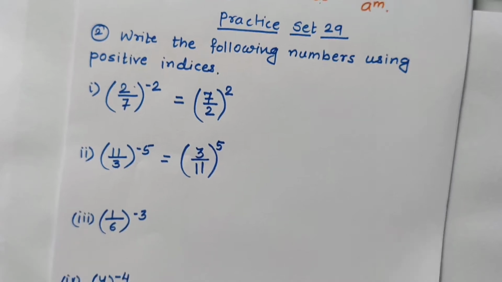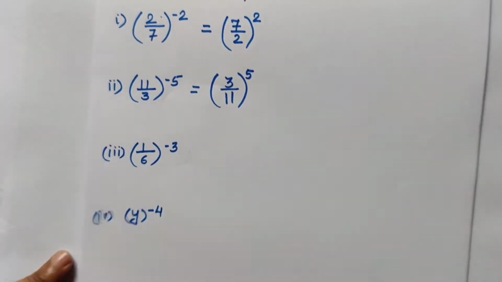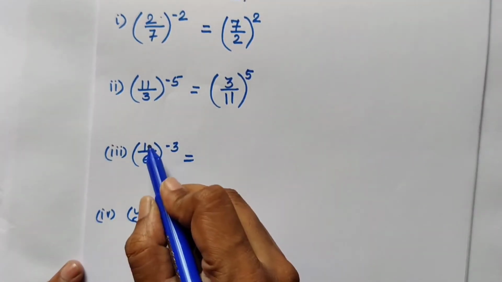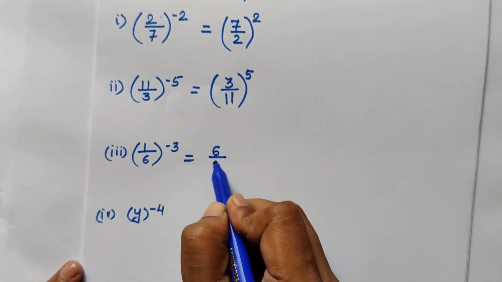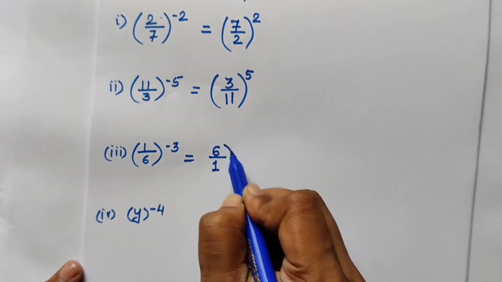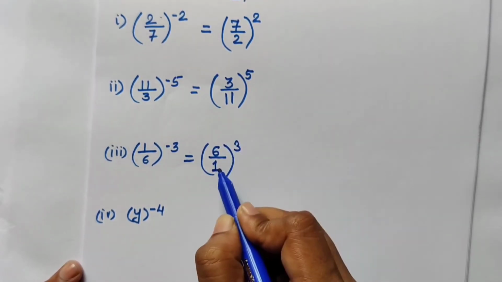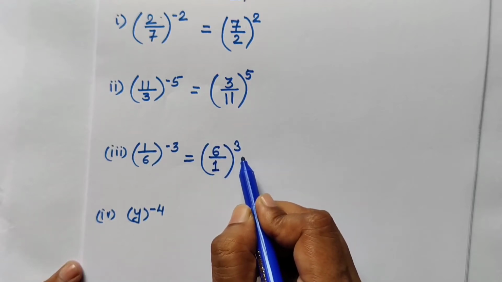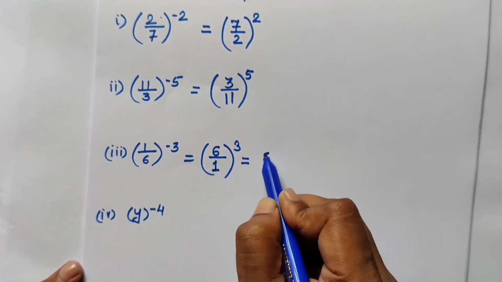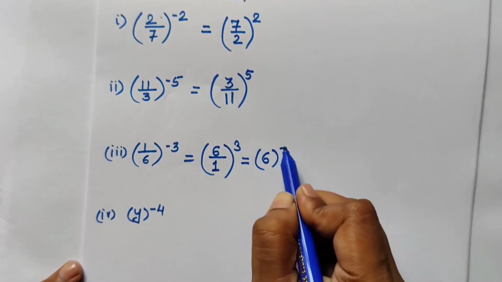Very easy it is. 1 upon 6 raised to minus 3. The multiplicative inverse of 1 upon 6 will become 6 upon 1. Minus 3 becomes plus 3. Now see children, when 1 is there in the denominator, mostly we don't write it. So it is only 6. 6 raised to 3.